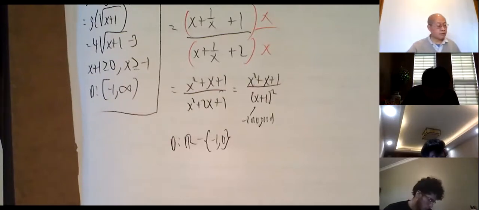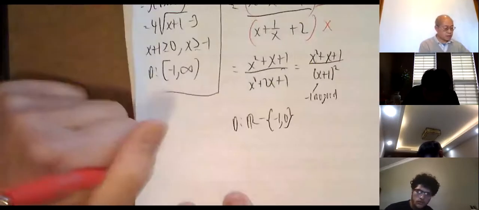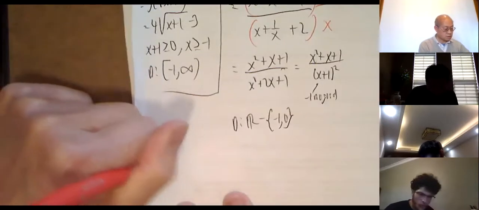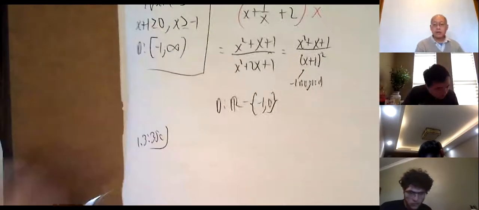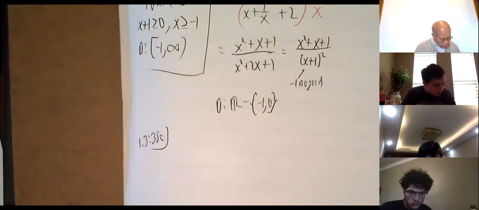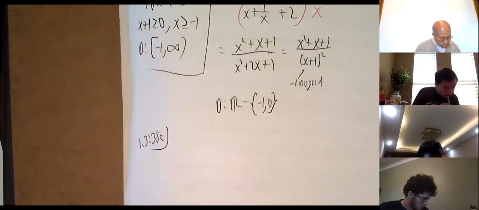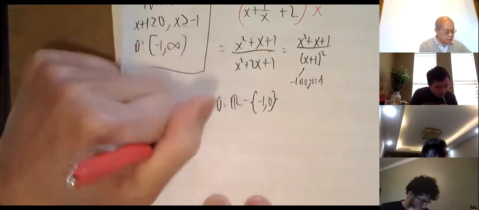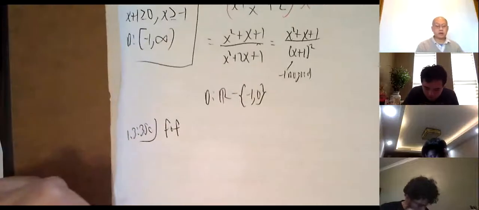1.335C, do I have time for that? I'll give that a try. I think so. 1.335C. As for F, circle F. Okay, so I'm not going to prove with G.